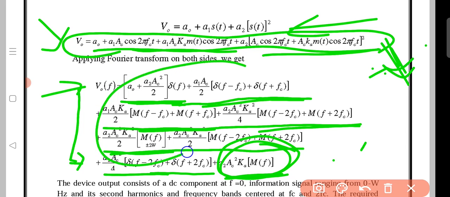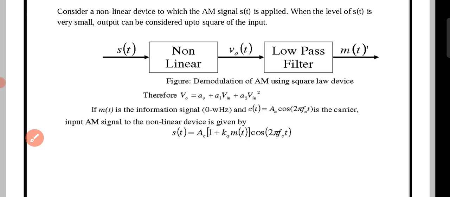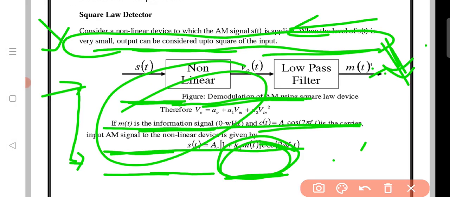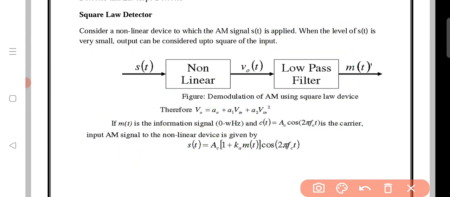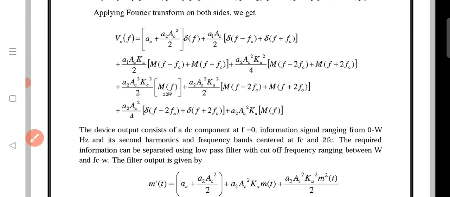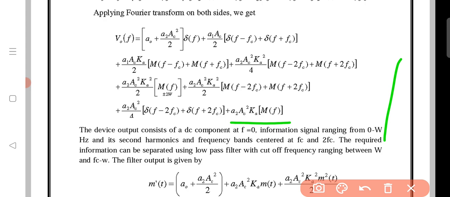All the remaining terms are nullified by this low pass filter, because they are all high order frequency terms. So only the low frequency term, that is A2 AC square Ka M of f, which is the low frequency term, appears at the output of the low pass filter.